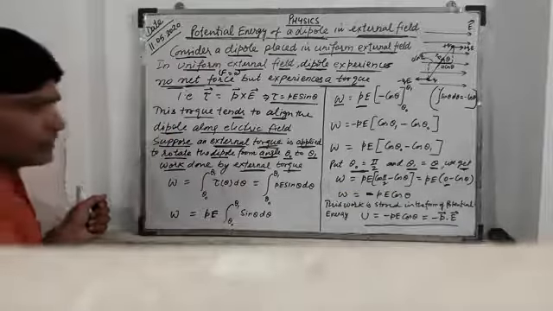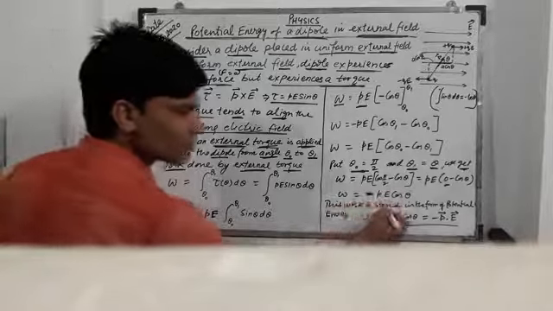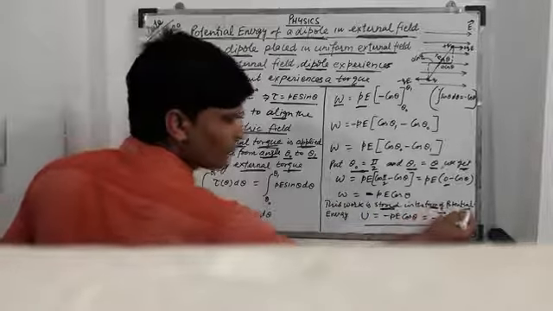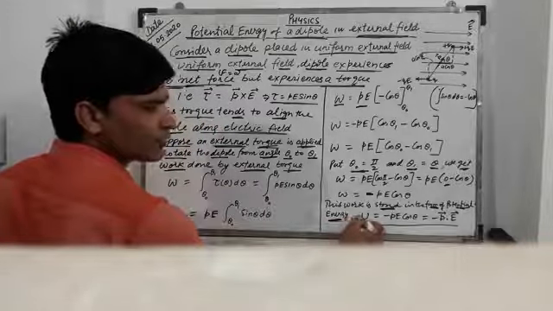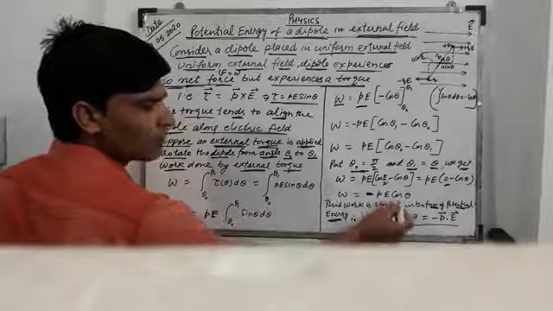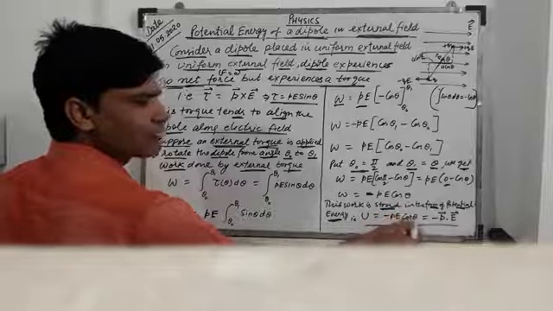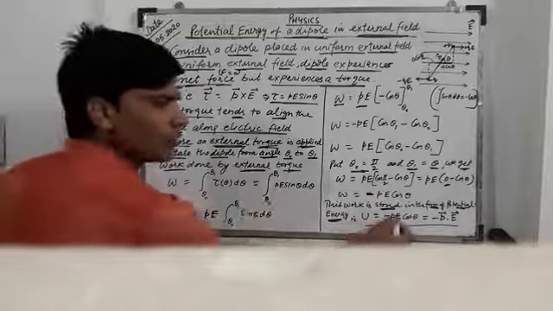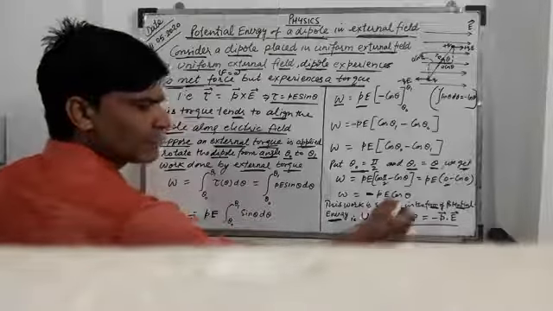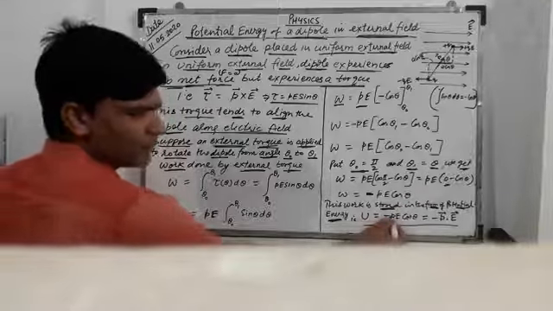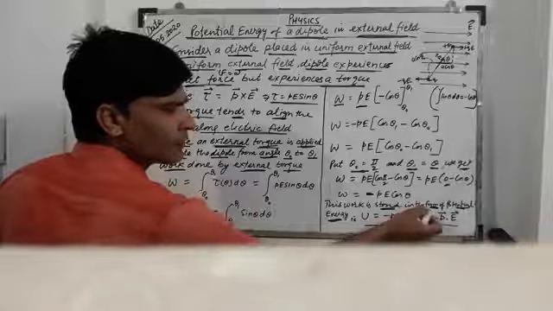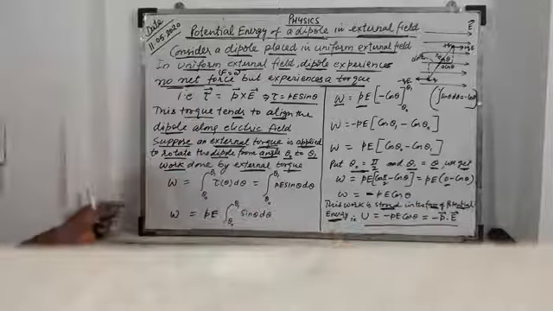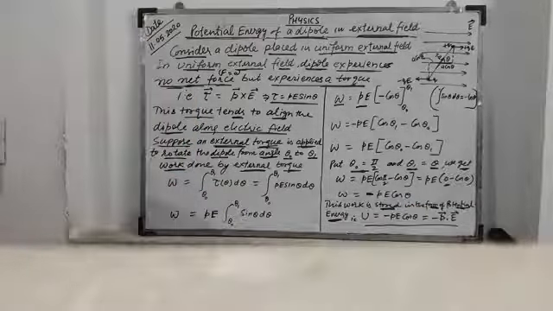This work is stored in the form of potential energy, that is U equal to minus PE cos theta. But you know that AB cos theta is equal to A dot B, so PE cos theta is equal to P dot E. With the negative sign, that is equal to the potential energy.